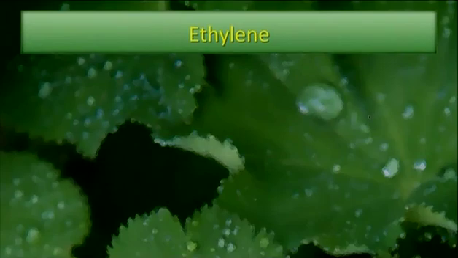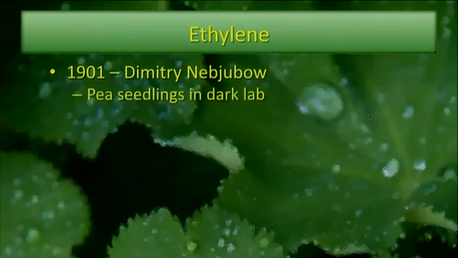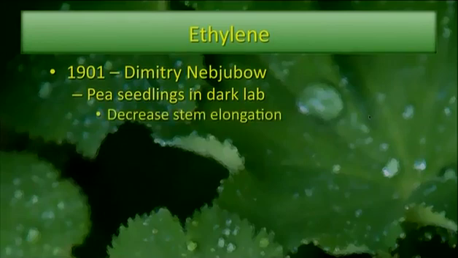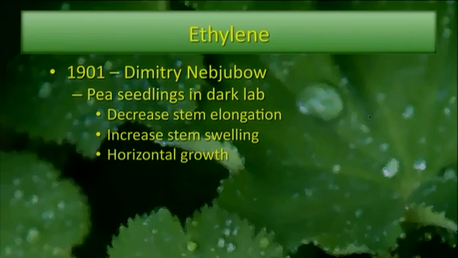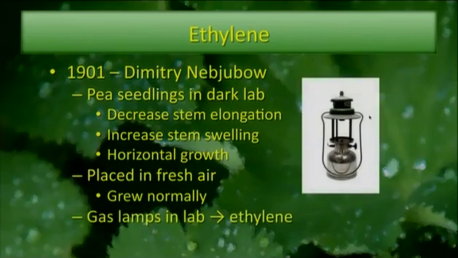Now the last hormone that we're going to talk about is ethylene. Remember, that's a simple molecule, just 2 carbons and 4 hydrogens. Okay, in 1901, a Russian student named Dmitry Nebyulov, I believe that's how you say his name, was growing pea seedlings in a dark lab that was lit by gas lamps. Okay, what he saw in these pea seedlings were decreased stem elongation, increased stem swelling, and abnormal horizontal growth. Okay, when he placed these seedlings in the fresh air, they grew normally. Okay, so he concluded, or other people concluded too, that the gas lamps in the lab produce ethylene, which causes abnormal growth in the pea seedlings. Okay?